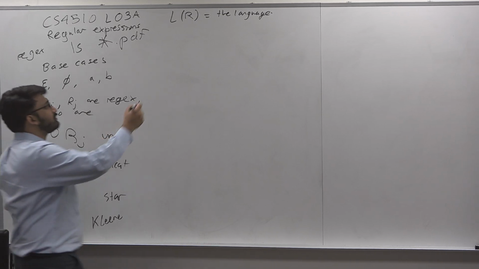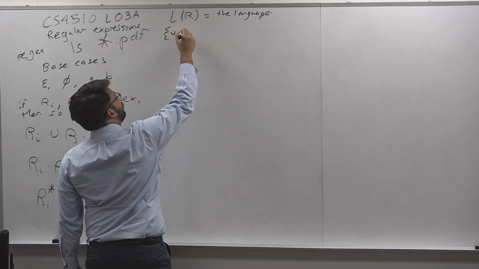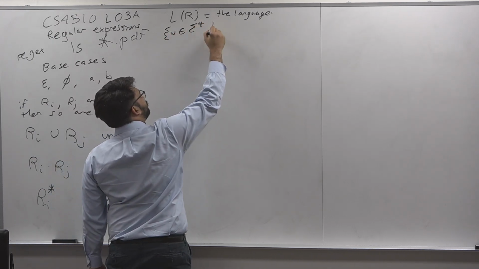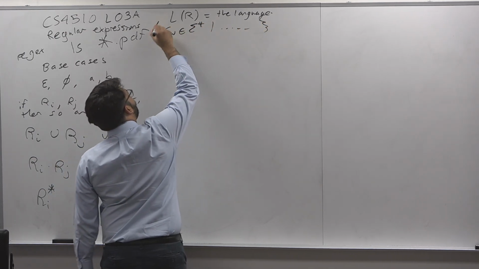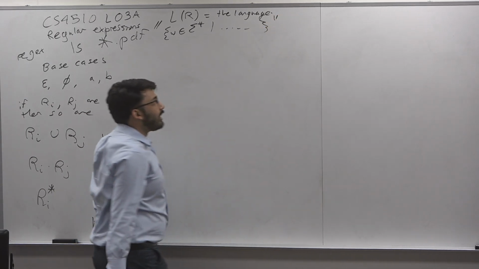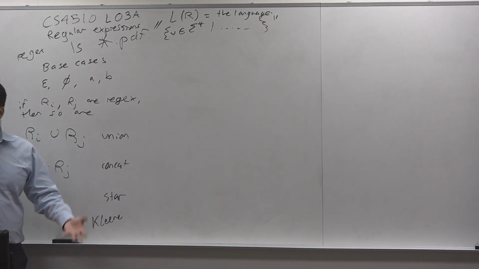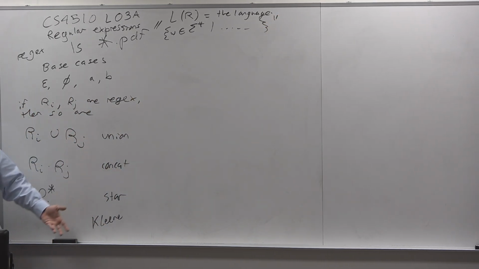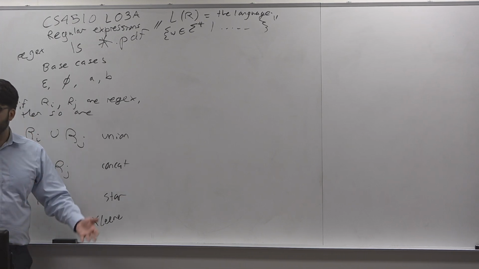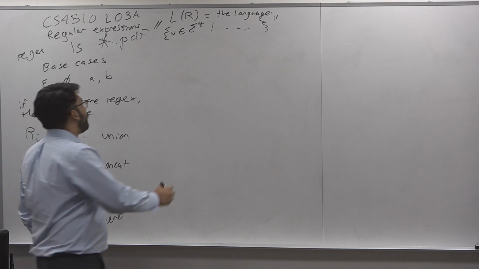w's in sigma star such that some things happen, right? This itself is a kind of description, if you think about it. That is a string to describe an infinite set of strings. So a regular expression is really a string, but we're going to interchange sometimes the description of the language with the language itself, right? So here's the way you build it up.